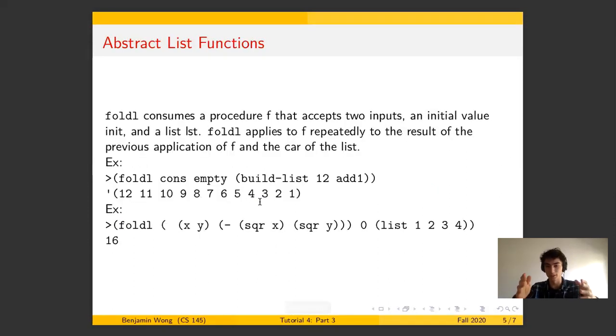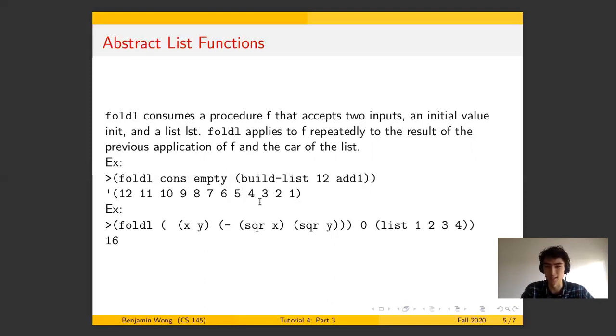The next one, fold-L, you can possibly tell is more important, maybe not more important. You will find yourself using it more frequently, so I've decided to give 2 examples. Fold-L consumes a procedure f that takes 2 inputs, an initial value, and a list. It applies f repeatedly to the result of the previous application of f and the car of the list, the first element of the list.